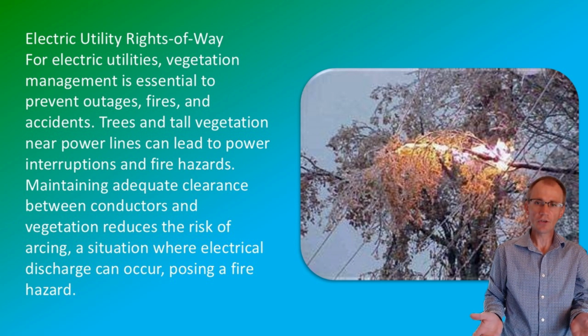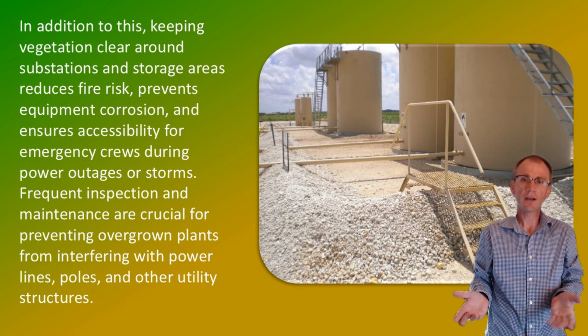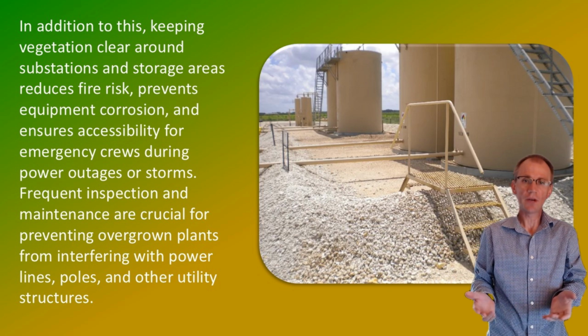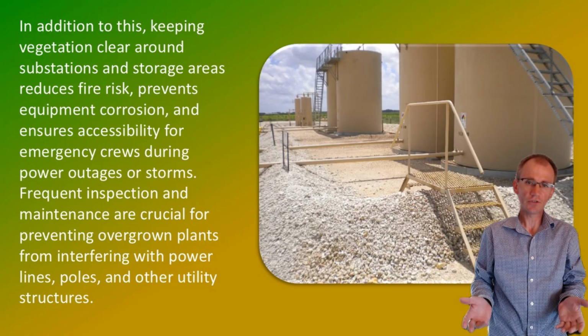In addition to this, keeping vegetation clear around substations and storage areas reduces fire risk, prevents equipment corrosion, and ensures accessibility for emergency crews during power outages or storms. Frequent inspection and maintenance are crucial for preventing overgrown plants from interfering with power lines, poles, or other utility structures.